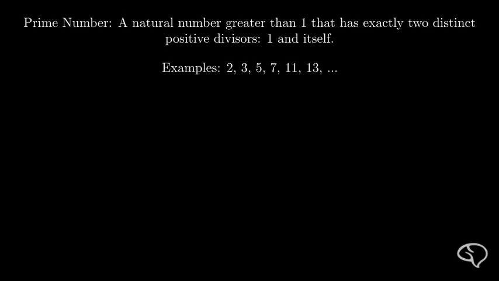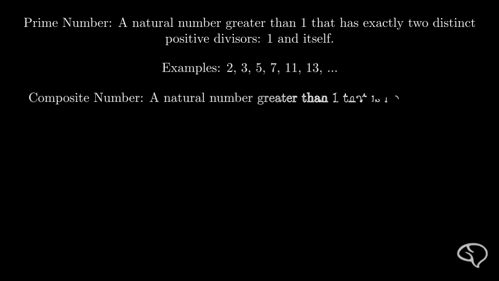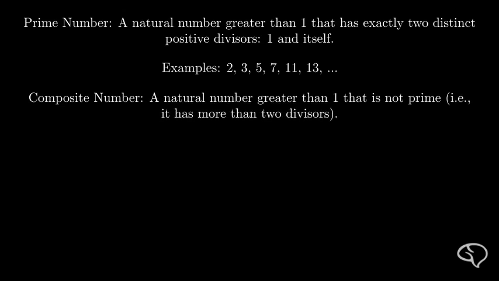Now, what about numbers that are not prime? A composite number is a natural number greater than 1 that is not prime. This means it has more than two divisors. For example, the number 4 is composite because its divisors are 1, 2, and 4.